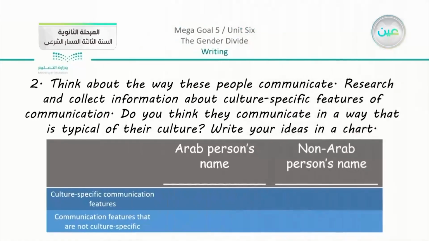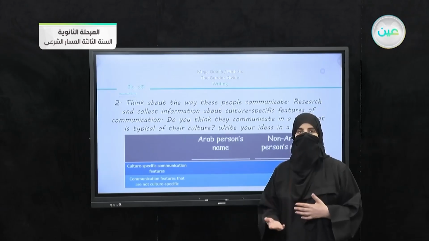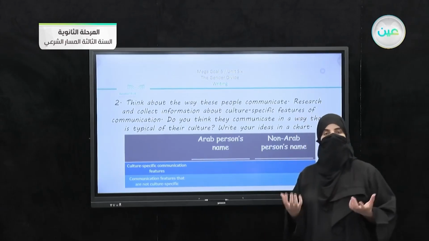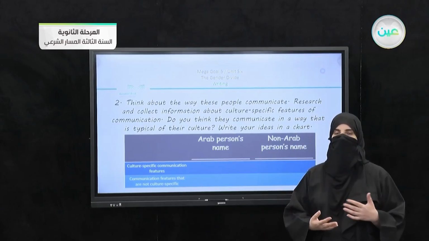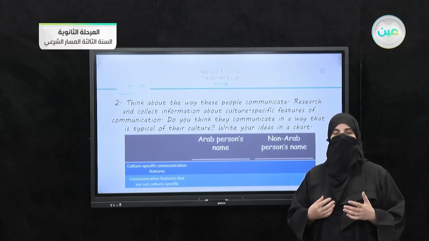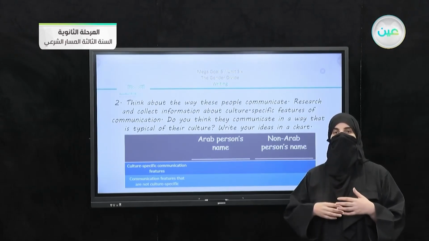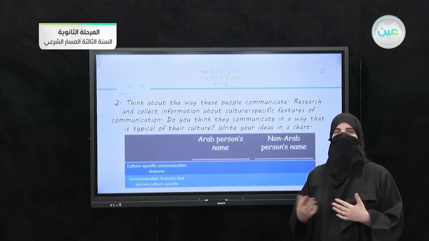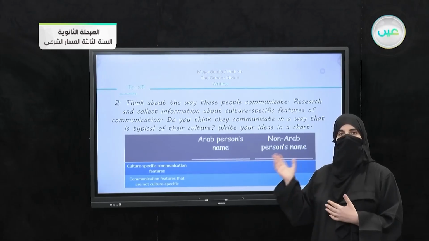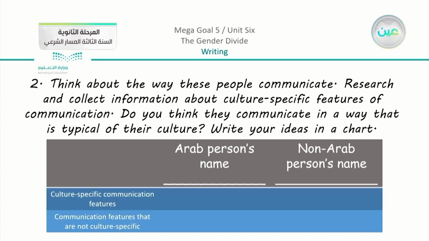We have here number 2. Think about the way these people communicate. So here you know why the book is asking us to choose someone who is non-Arab, because we have two people that do not understand each other, but the question here is, can they communicate with each other or not? So going back to number 2 here, we have to think about the way these people communicate.